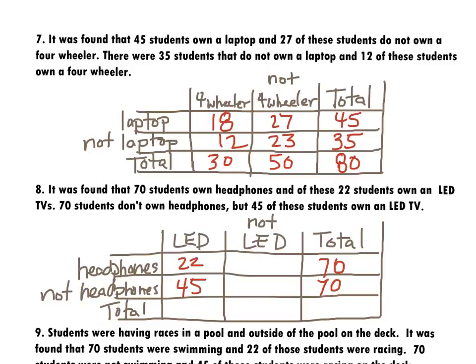So that's the information they've given us, and from this we can solve and figure out all the rest of it. Of course, 70 plus 70 is 140. 22 plus 45 is 67. If I take 140 and subtract 67 from it, I get 73. If I take 70 and subtract 45 from it, I get 25. If I take 70 and subtract 22 from it, I get 48. And just to double check, 67 plus 73 is 140, 70 plus 70 is 140, and so we have our table complete, and we could answer a probability problem.